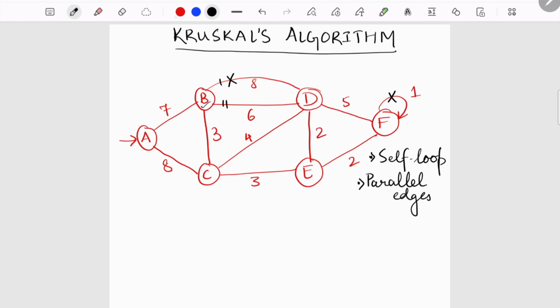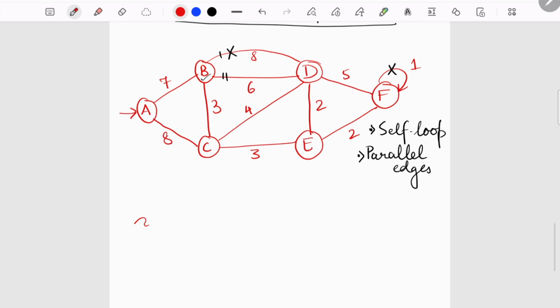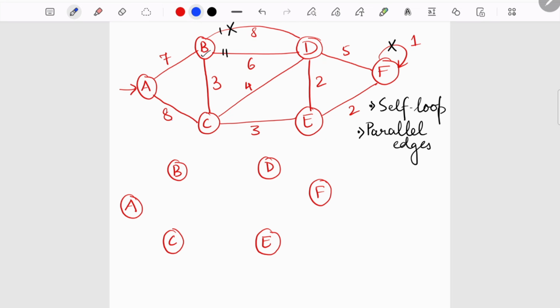Okay. Now after this step, first of all, as we did in the previous Prim's algorithm, let's draw all the vertices, because even though we want to make the minimum spanning tree, we have to include all the vertices. No vertex should be left disconnected. Correct? So we have drawn it like this. Now, in Kruskal's algorithm, we arrange all the edges in increasing order. So I'll just write down the edges in increasing order.